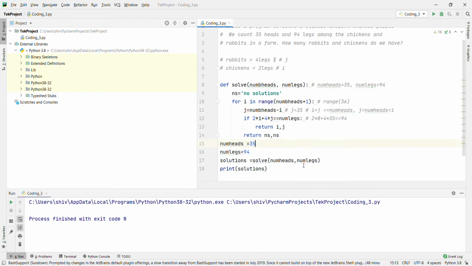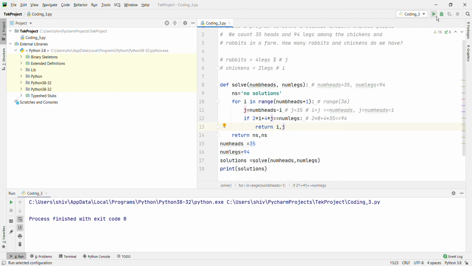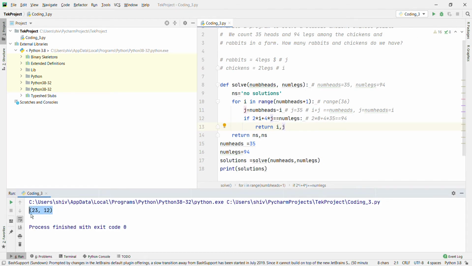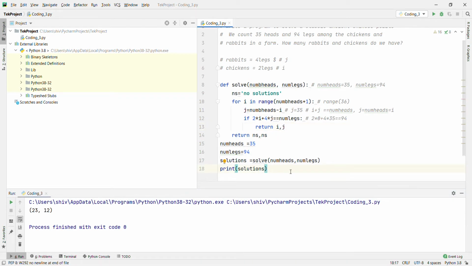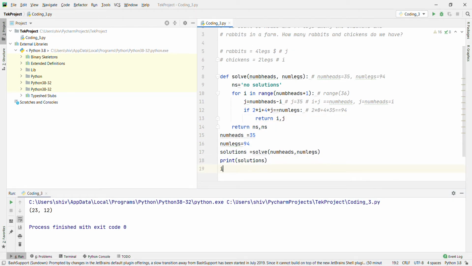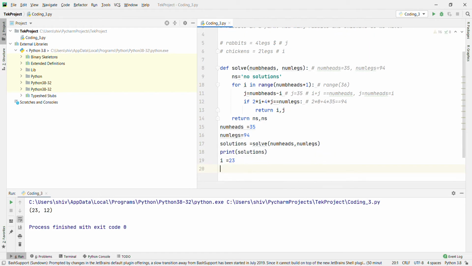Now when we run it, let's see what result satisfies this. Now let's run and see the solution. That is 22 and 12. That means, what's the value of i? That will be 23, and what's the value of j? That equals 12.